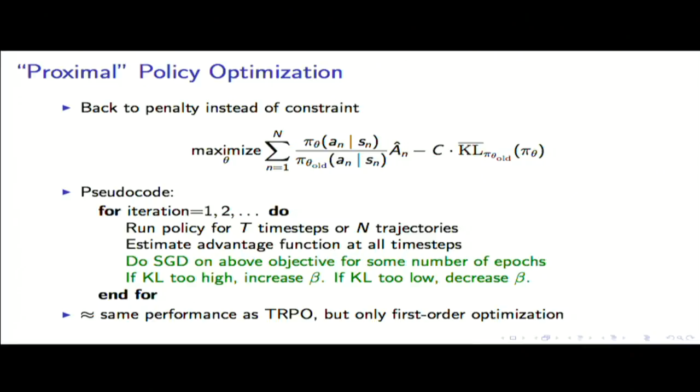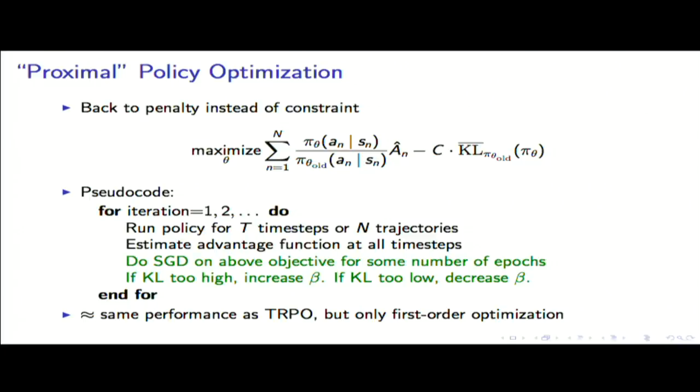The idea is that you write out this objective, which is the sum of the probability ratio times the advantage function minus a KL divergence term evaluated at state S sub n. So we construct this objective, then we collect a batch of data and do SGD on this objective for some number of iterations. And what do we use for our coefficient C? Because we were saying earlier that that's kind of finicky and hard to set.